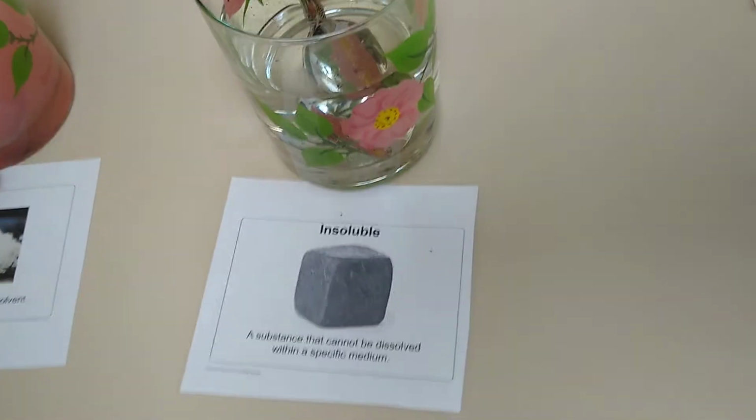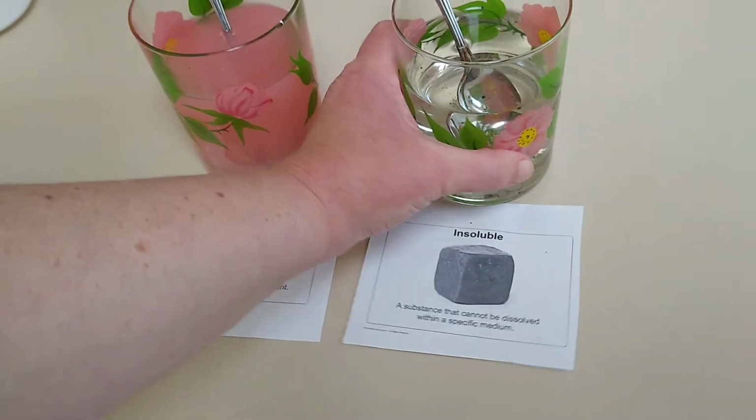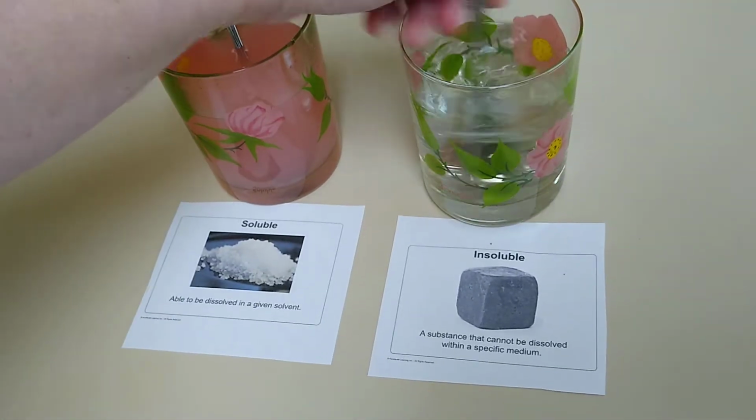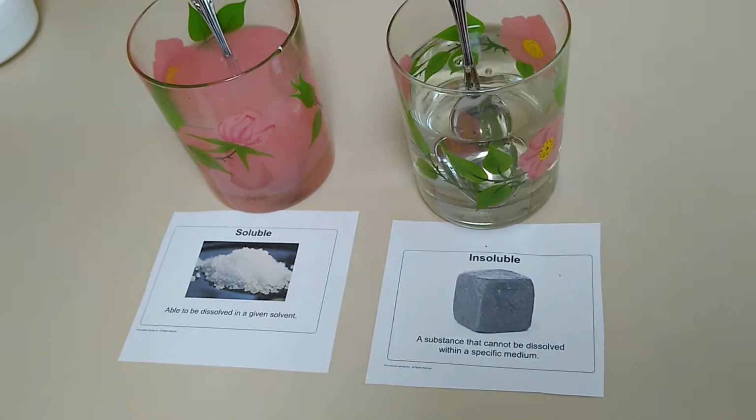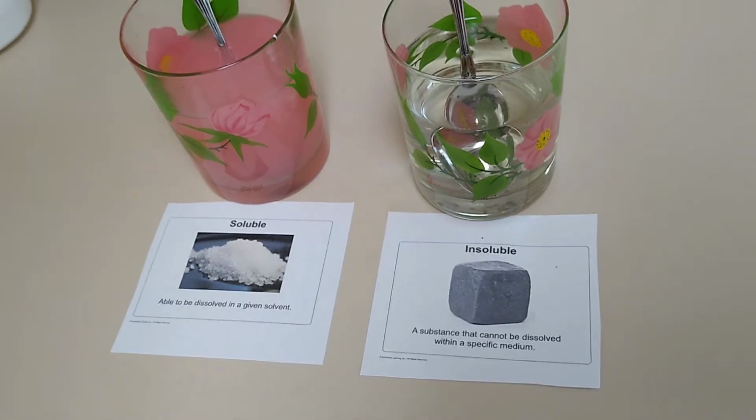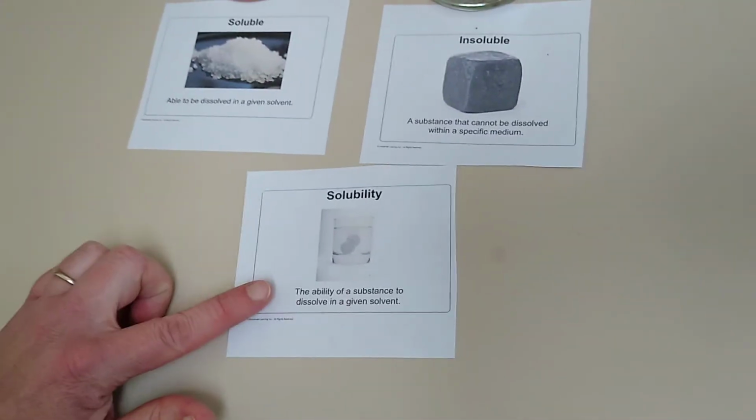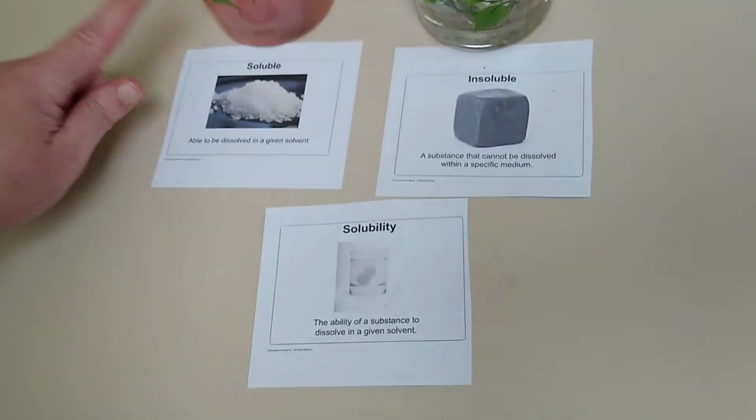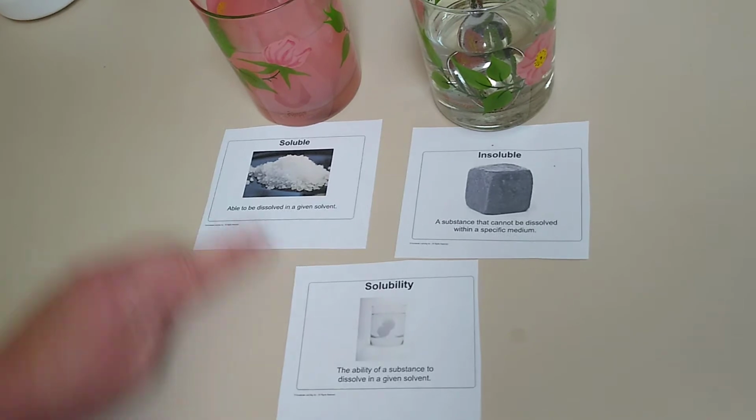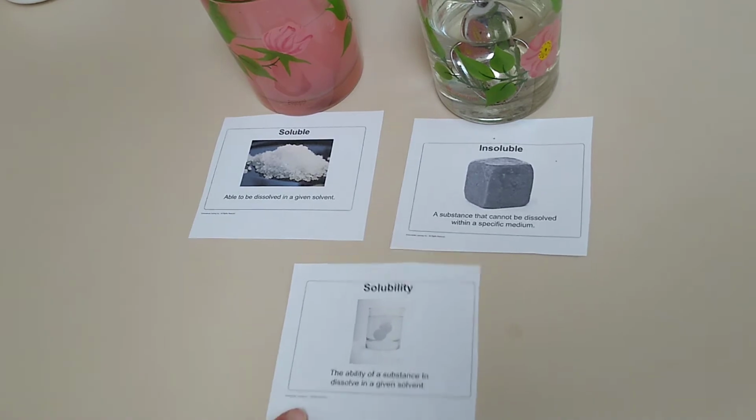So this lemonade that was soluble, this is a homogeneous mixture. It dissolved. This is a heterogeneous mixture. It did not dissolve. No matter how long I stir this, no matter how much time I give it, or if I heat it up or whatever, the pepper will not dissolve in the water because the pepper is insoluble. So solubility is the ability of a substance to dissolve in a given solvent. The lemonade mix has high solubility because it is soluble. This has low or no solubility because it is insoluble.